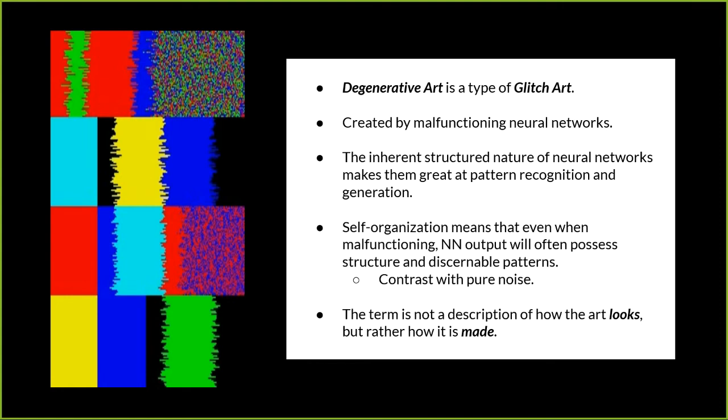You need to contrast this with pure noise, which you can see in this square right here as an example of pure noise. It's just random, there's no structure, there's no rhyme, there's no reason behind it. Even when neural networks malfunction, they generally don't go in this pure noise direction. They still have some sort of structure behind them. So this term, degenerative art, is not a description so much of how the art looks, but rather how it's made.